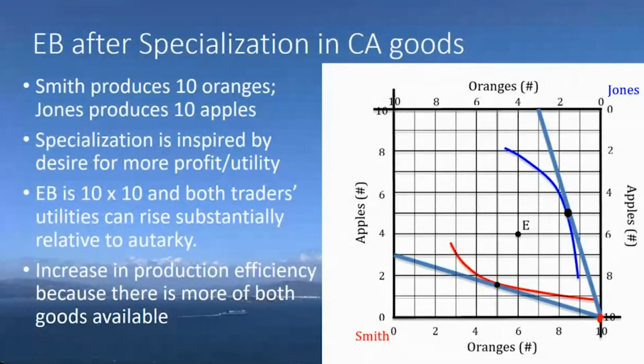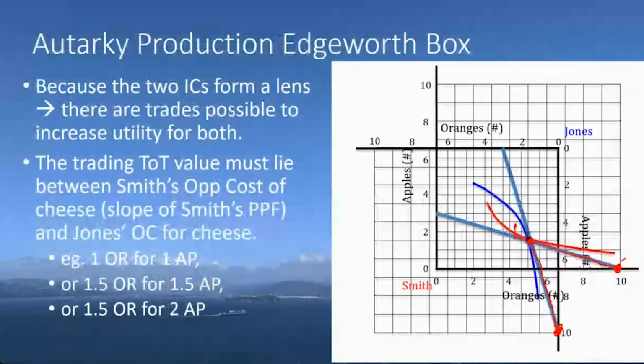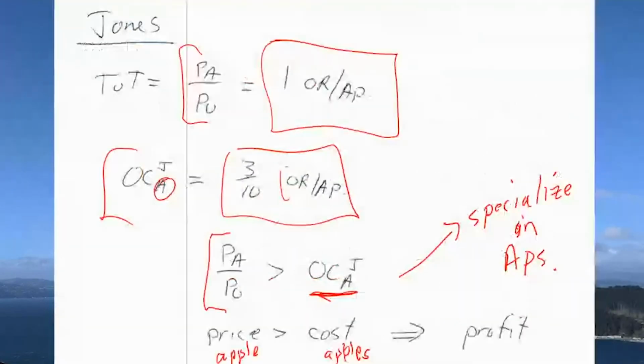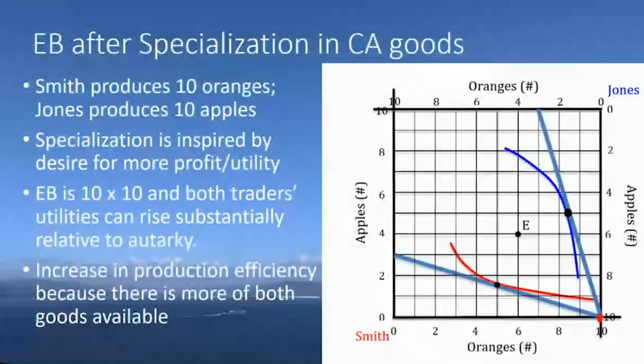Remember, the size of the box corresponds to the total amount of apples and oranges that are available for them to consume in total. All right, but the size of the box before, when they were producing at their midpoints, their PPF, was just 6.5 by 6.5. When they specialize in the production of apples and oranges, respectively, they're able to produce 10 oranges and 10 apples. That's more oranges and more apples for both of them to go around.